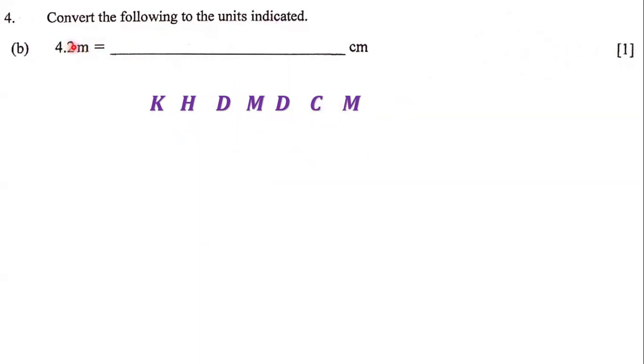Again, we're trying to move from meters to centimeters. The K here is for kilometers, the M is for meters, the C is for centimeters, and this M here is for millimeters. We have to move from meters to centimeters, which means that we're going to move 2 times to the right. This is going to be 1, 2. Our decimal point is here, and we move it 2 times to the right, 1 and 2.